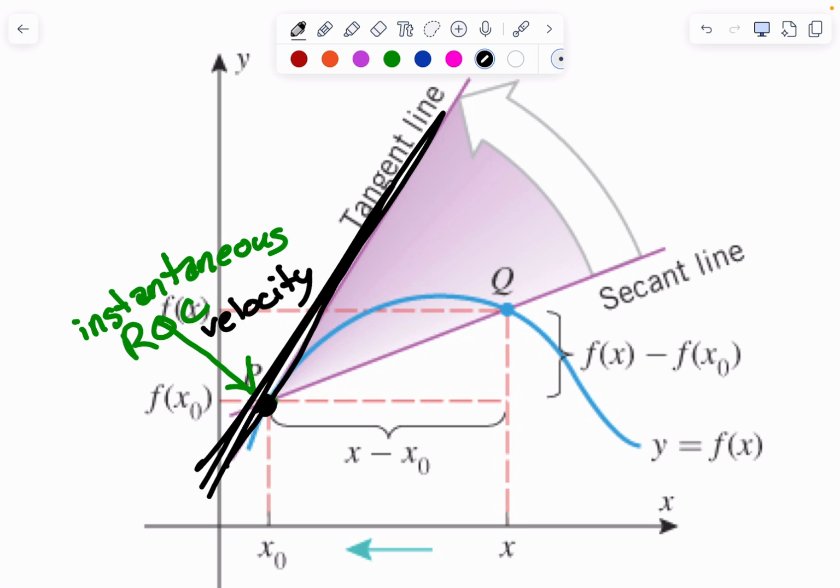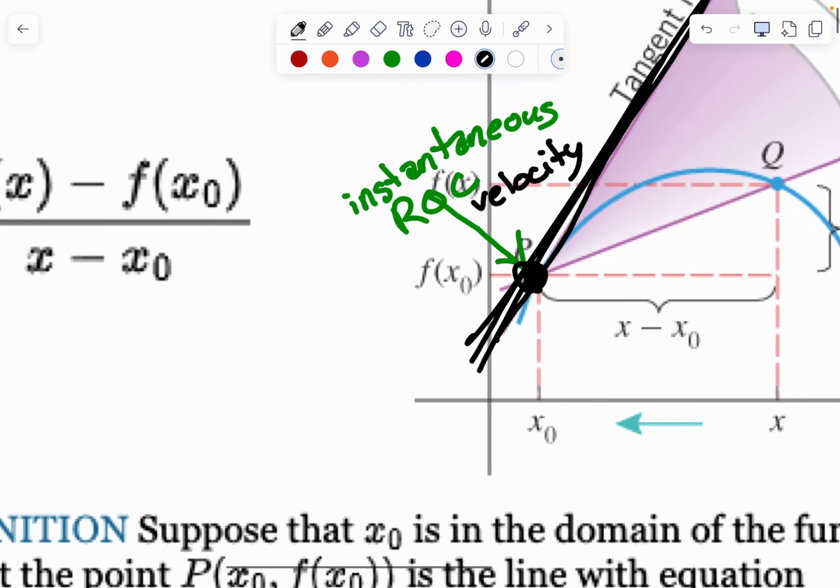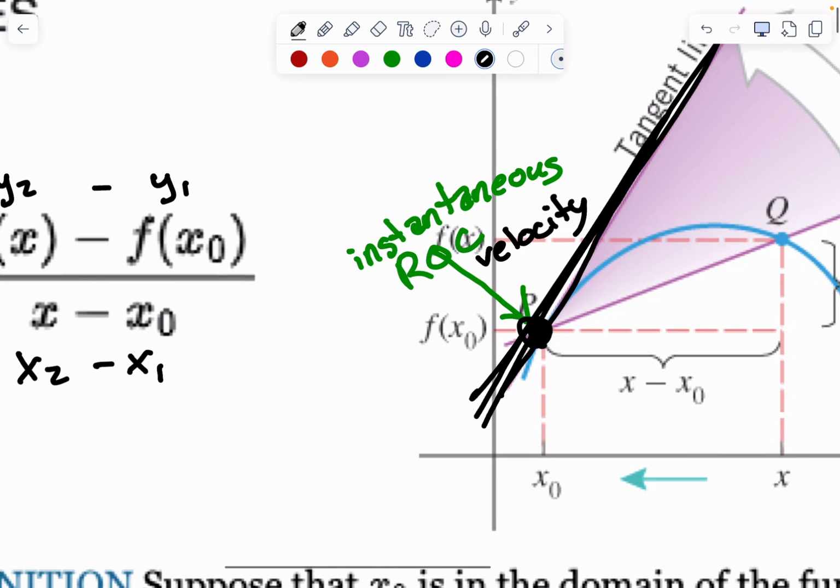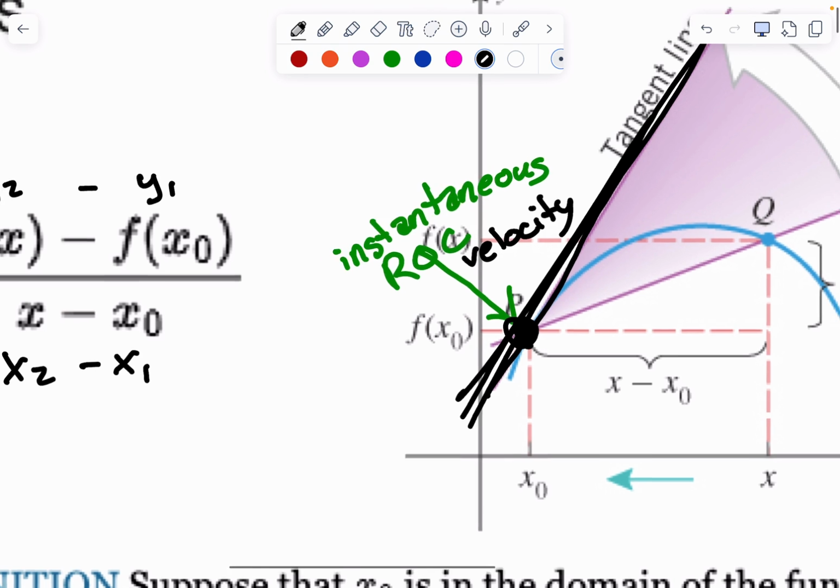But the problem is, in order to do a slope of that point, right? Slope is y2 minus y1 over x2 minus x1, right? And if I'm trying to find it at this very instant, at that one place, I don't have a second coordinate to do y2 minus y1 over x2 minus x1, right? So here's what we do instead, right?